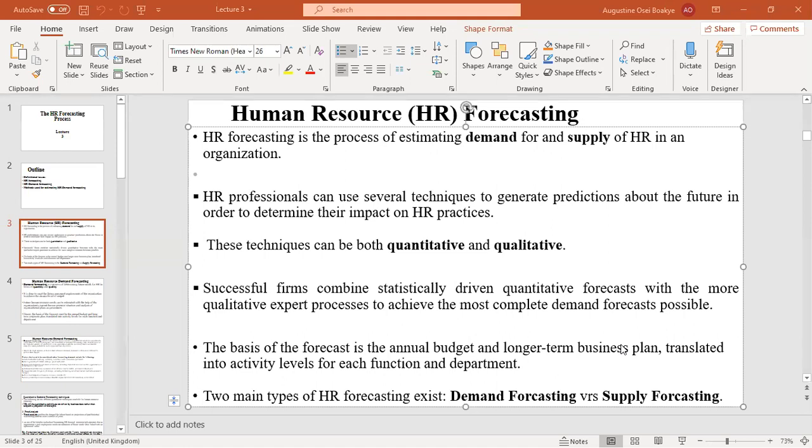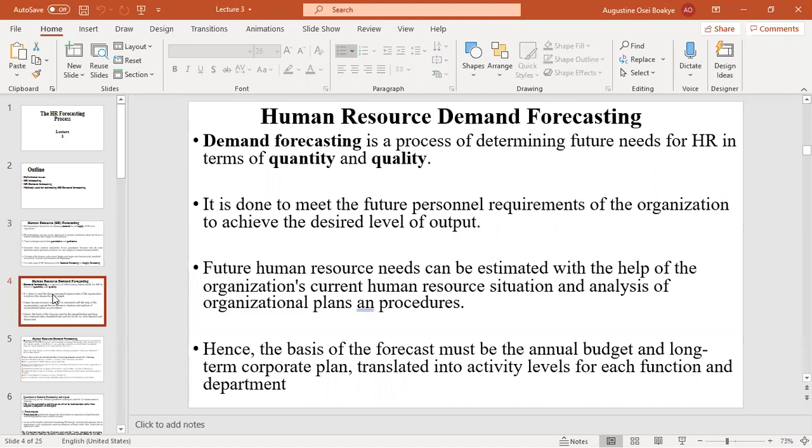So if you quite remember, some time back, I spoke about vertical integration. The degree to which the long-term business plans will be translated and synchronized with that of the various functional departments is what we call vertical integration. In the strict sense of it, you can embark on two main types of HR forecasting, either demand forecasting or supply forecasting. So a chunk of today's lecture will center on demand forecasting. Okay, so we are starting with the demand forecasting components.